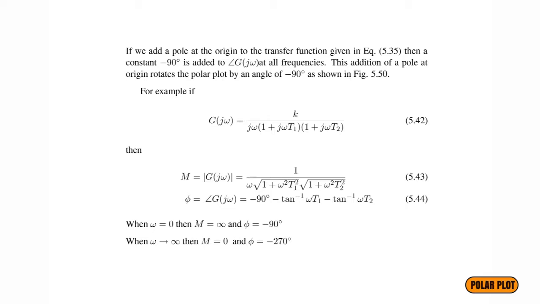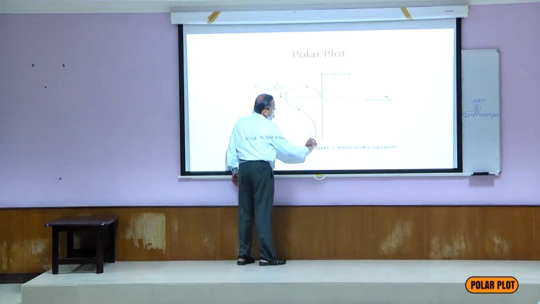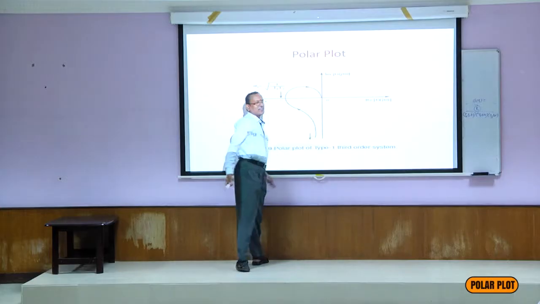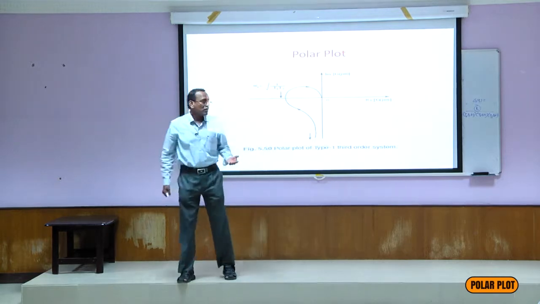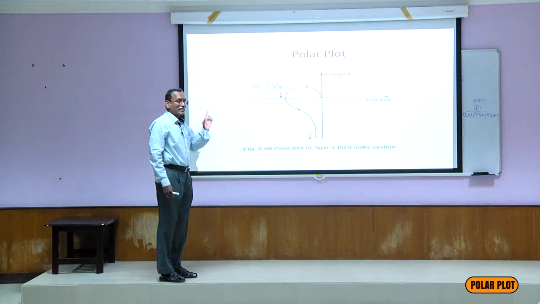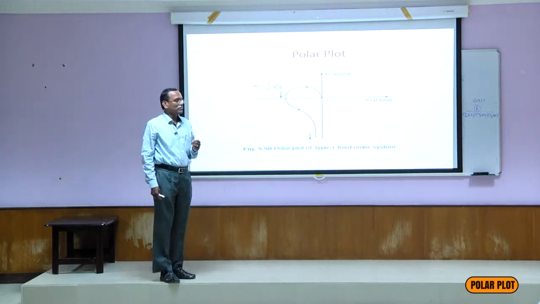What next slide? So it is coming from, it should be this way. It is coming from minus 90 and approaches the origin at an angle. As omega approaches infinity, it approaches the origin at an angle minus 270. That's all. So this is a rough polar plot for a type 1 third order system.